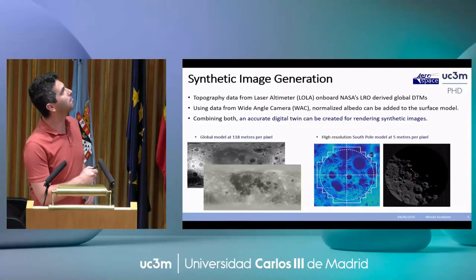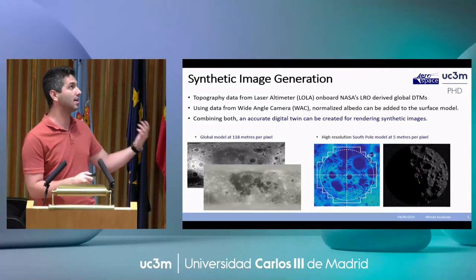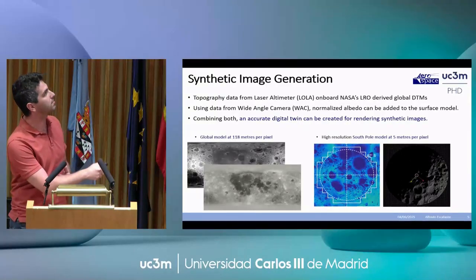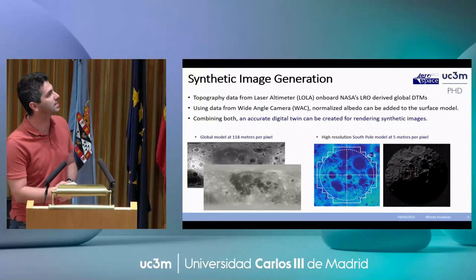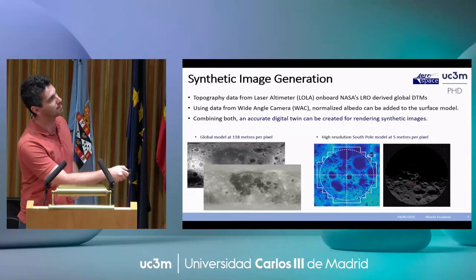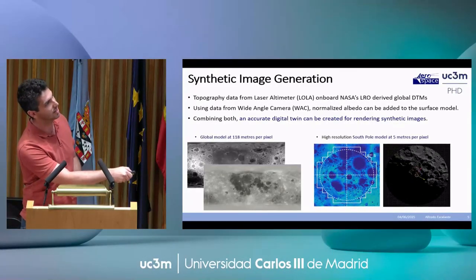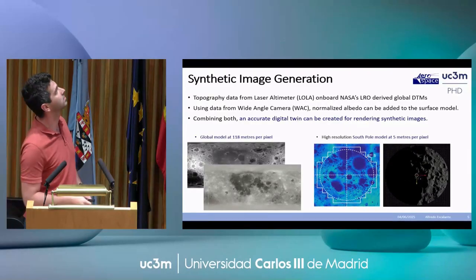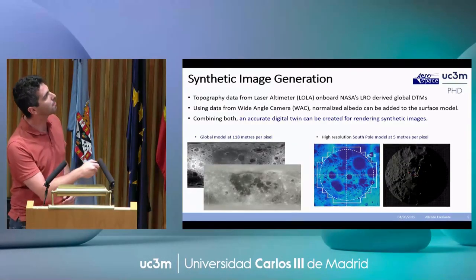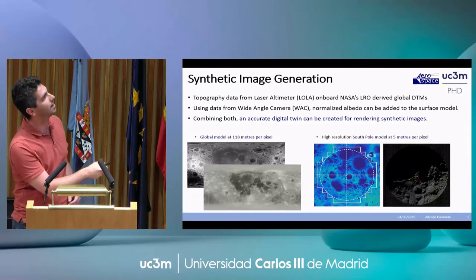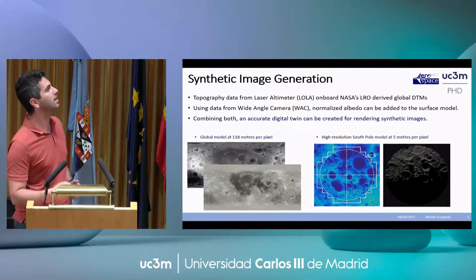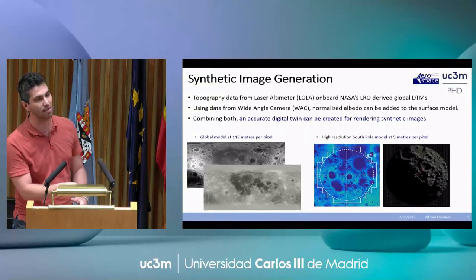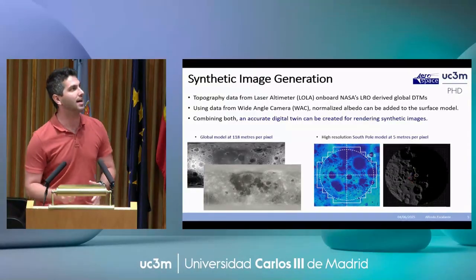And we do that by combining topography data, in this case from the LRO mission. That's why I mentioned it before, that we have global maps at 118 meters per pixel. And at the South Pole, for example, where you can see these long shadows that I mentioned also before, we have a resolution of just 5 meters, which is incredible. And then we combine this with albedo, again from LRO, but from the camera. The idea is that by combining both topography and albedo, we have a very accurate digital twin.